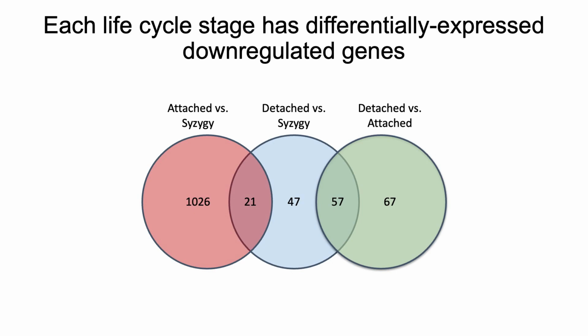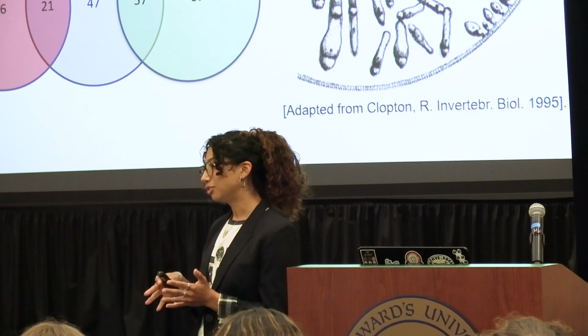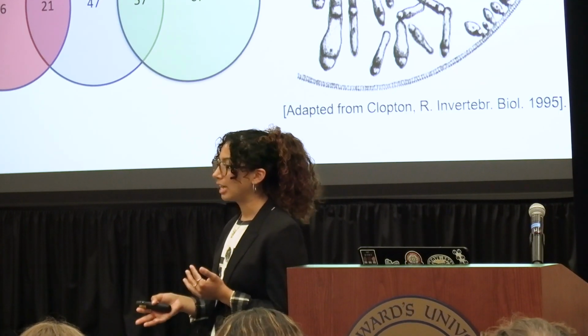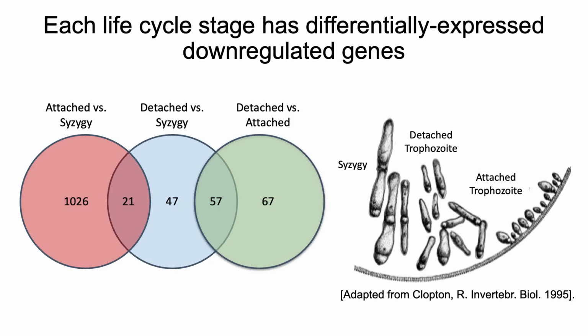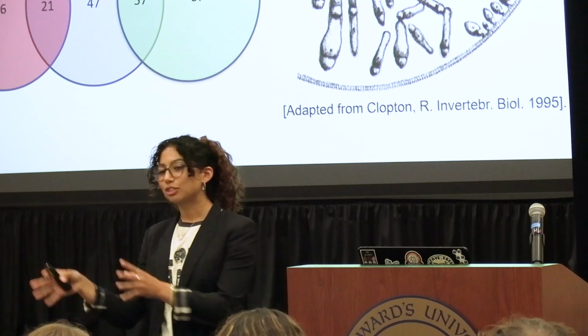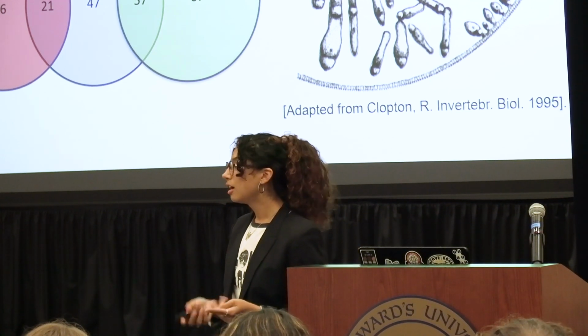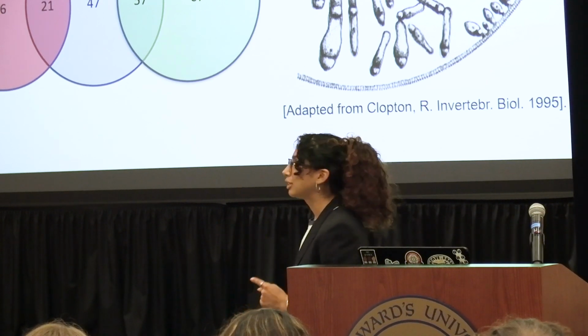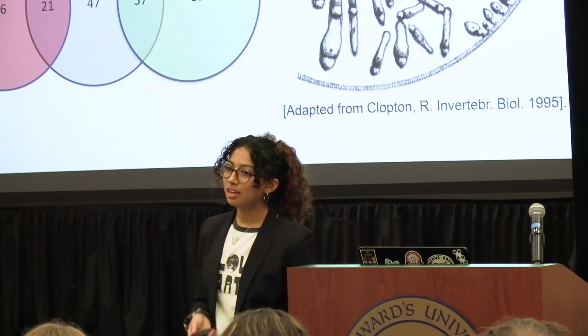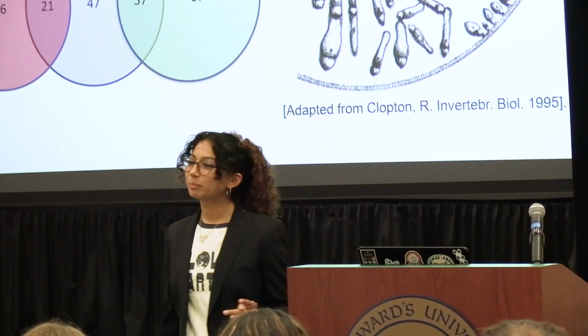And the reason why we thought this is because our detached trophozoites act as an intermediary stage in between our attached trophozoites and our syzygy parasites. So as our detached trophozoites are moving into that syzygy stage, it makes sense that they have more similar genes compared to our attached trophozoites, which have vast morphological differences compared to our syzygy parasites.